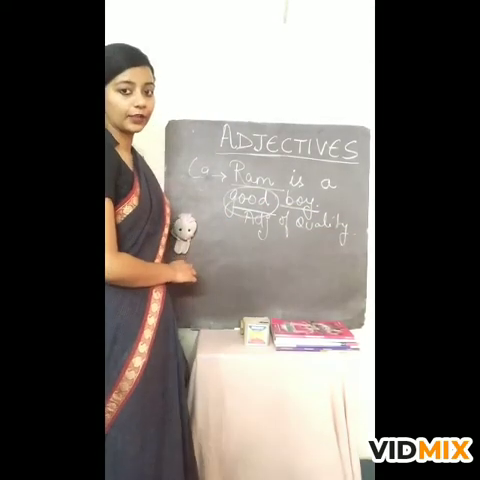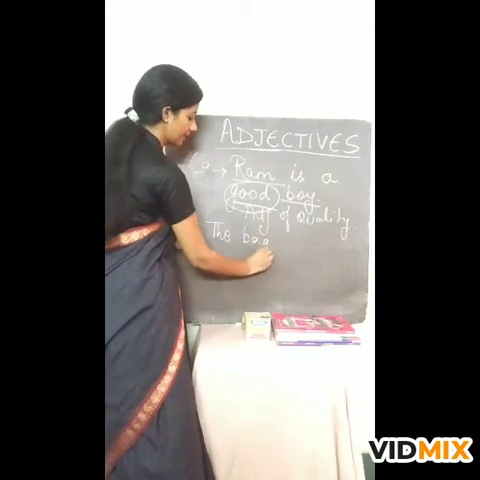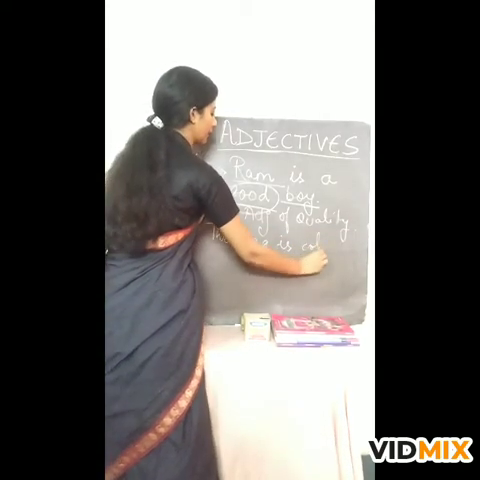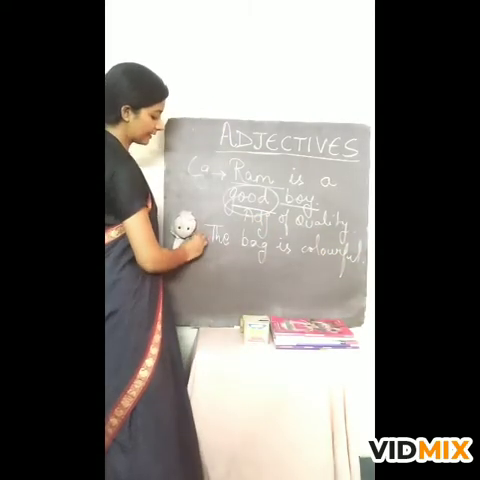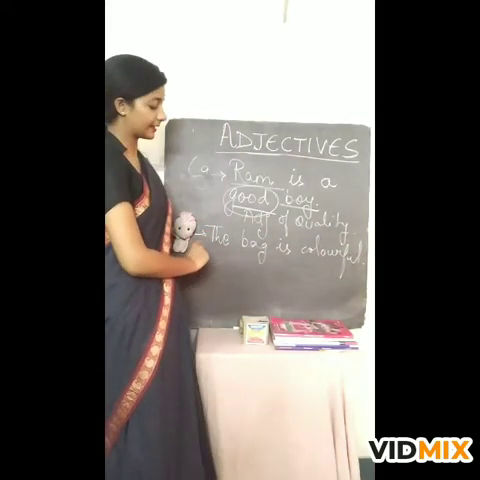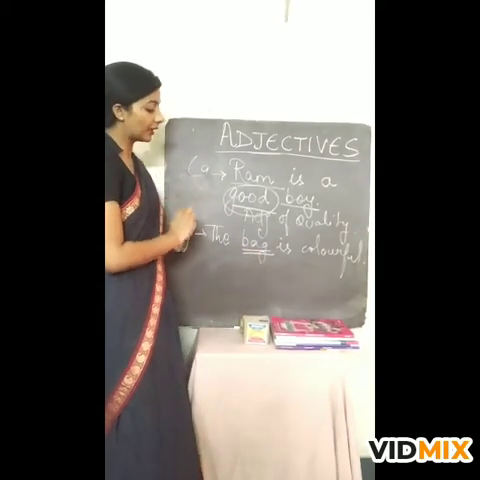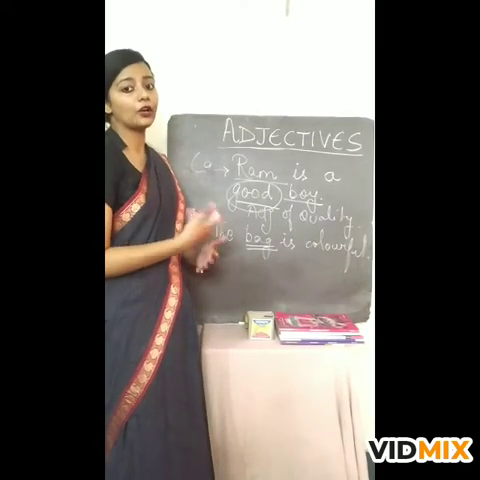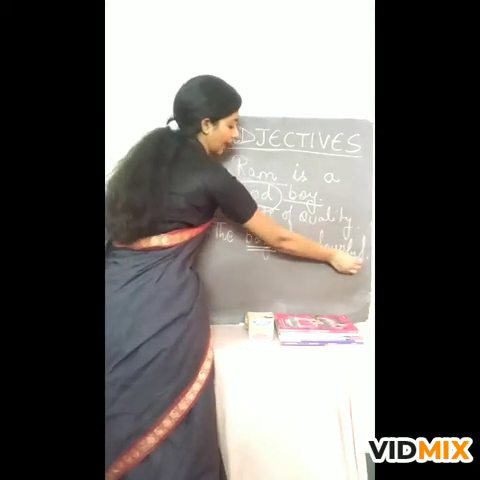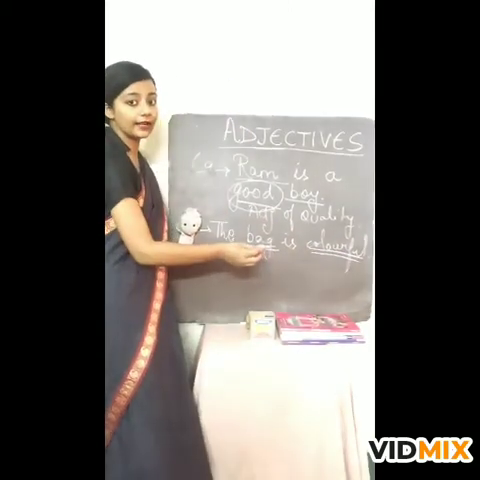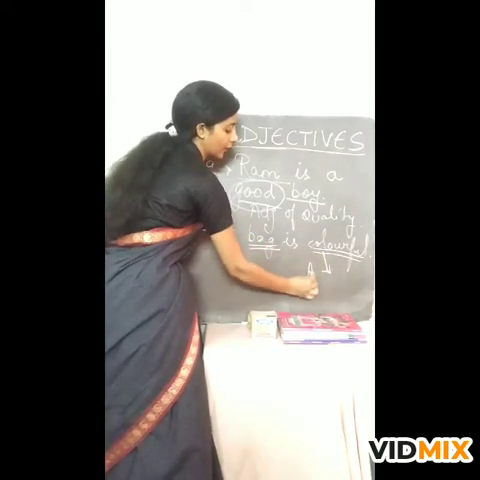The second example is, the bag is colorful. Now, in this sentence, what is the noun? Yes, the noun is bag, because it is a thing. And which word is describing what kind of bag it is? Yes, it is a colorful bag. So the quality of the bag is that the bag is colorful. So it is the adjective of quality.